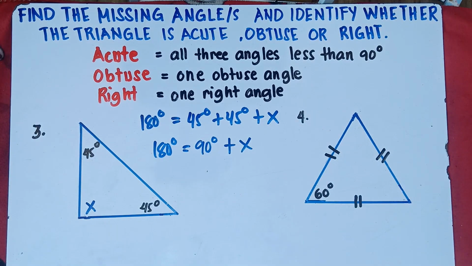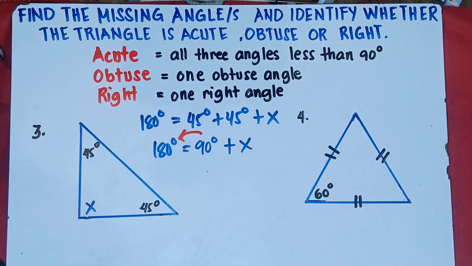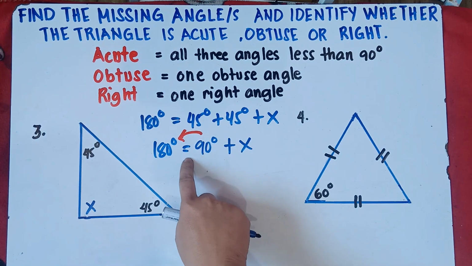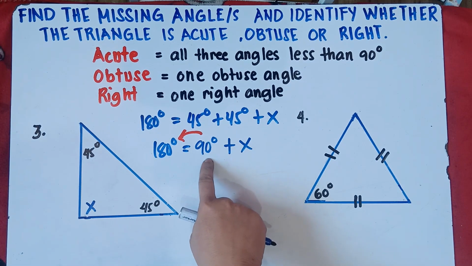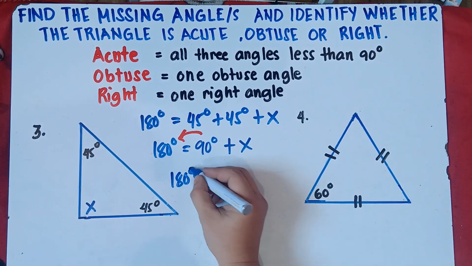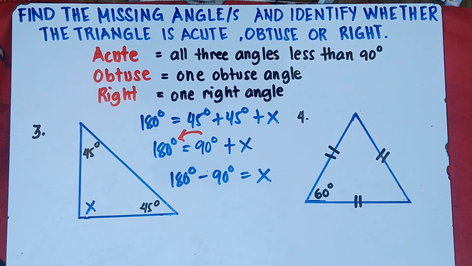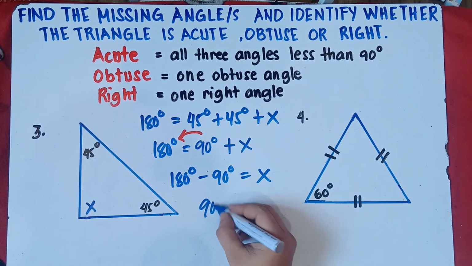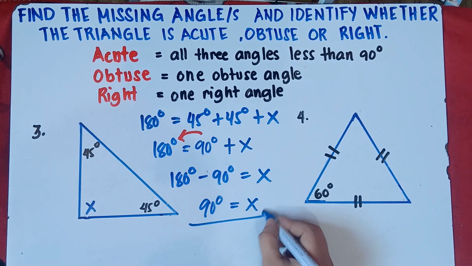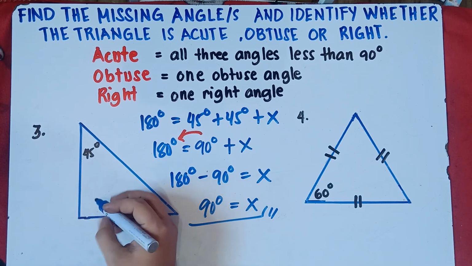Now to get the value of x, you transpose 90 from right to left. Once again, do not forget, class, once you transfer from this equal sign, you change the sign. This is positive 90 degrees. It will be negative 90 degrees. So 180 degrees minus 90 degrees equals x. 180 minus 90, that's 90 degrees equals x. Therefore, this x right here, or this angle, is 90 degrees.